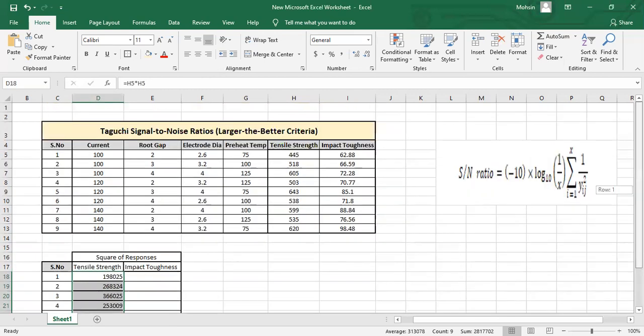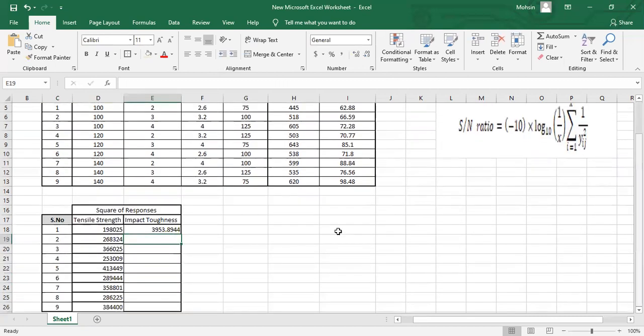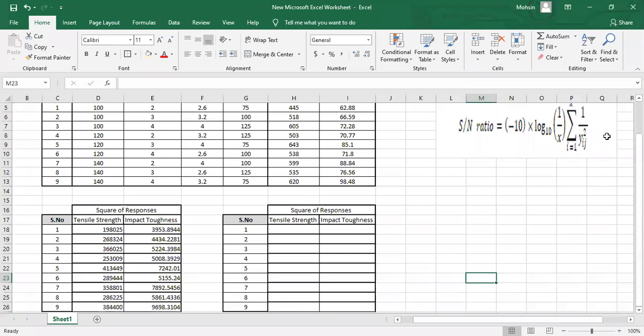Then the same procedure will be followed for impact toughness. I will multiply these values. We will just multiply the first cell and drag it down. So the squares of all the values have been taken. So in this way, I have taken the square. This is the first step. So until now we have taken the square of the yijs.